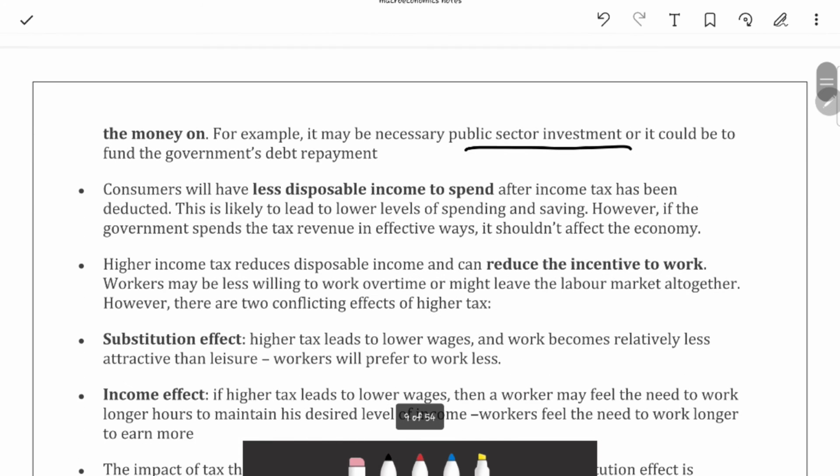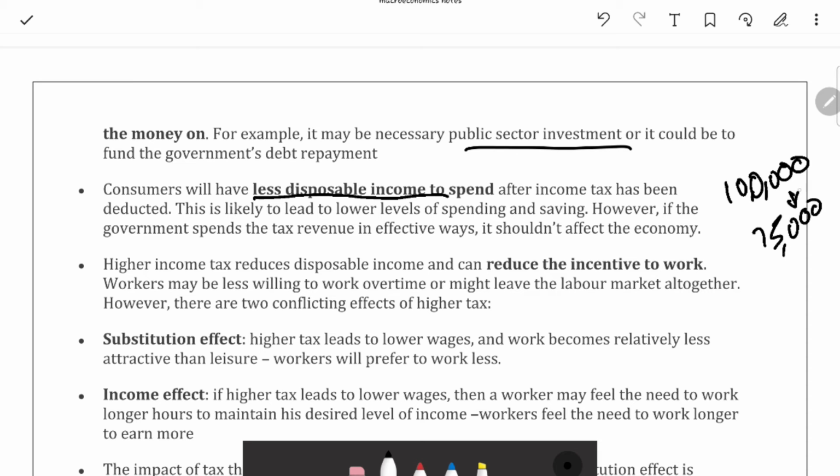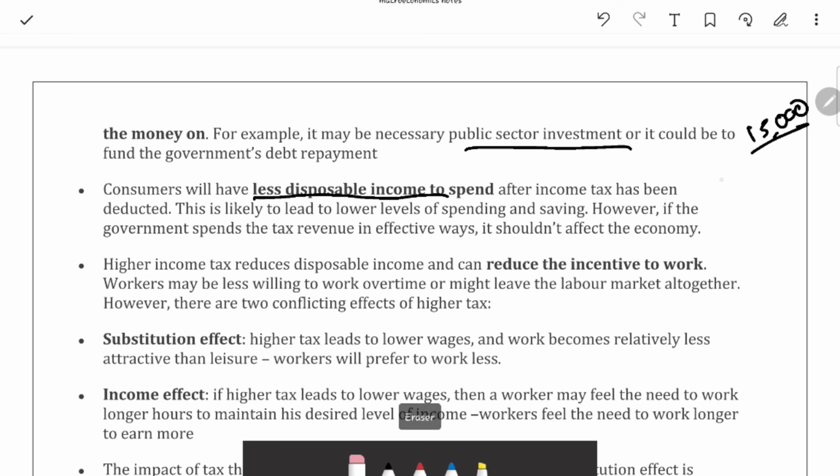Now, consumers will have less disposable income when you charge tax, because remember, for example, if someone's income was $100,000 and I'm taking a big amount of tax, maybe down to $75,000. Remember, $25,000 of tax revenue, but remember the disposable income is less. Now, disposable income is the income that remains when we remove tax. That's what we call disposable income.